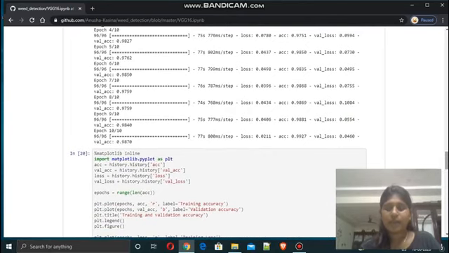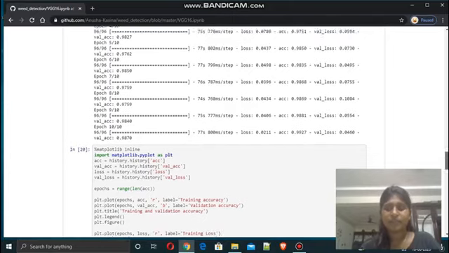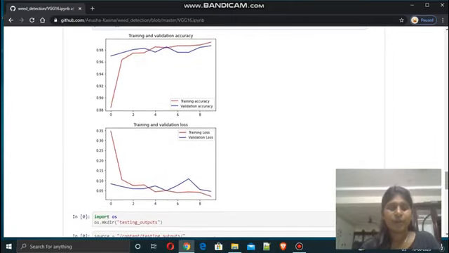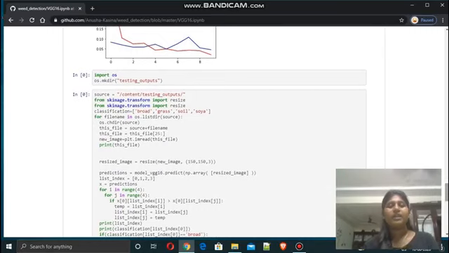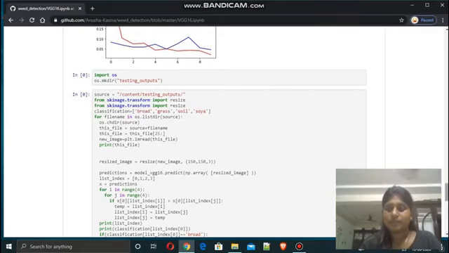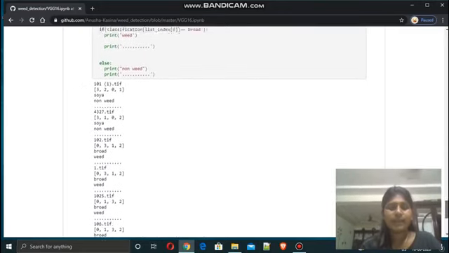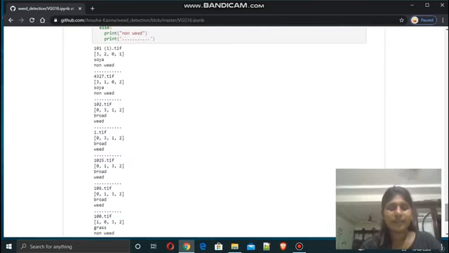And here we go, we plot the graph between accuracy and loss functions. Here are the graphs we plotted for our model. To test the model, we created a directory named testing outputs and uploaded the images which are to be classified in it. So here we go. Here are the results after classifying the images by the model.